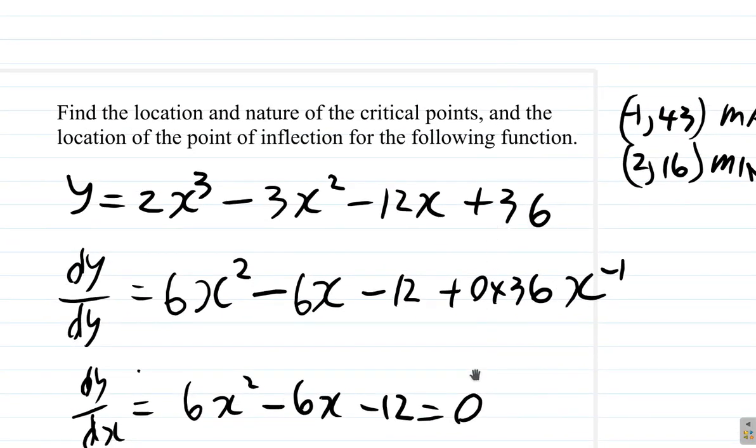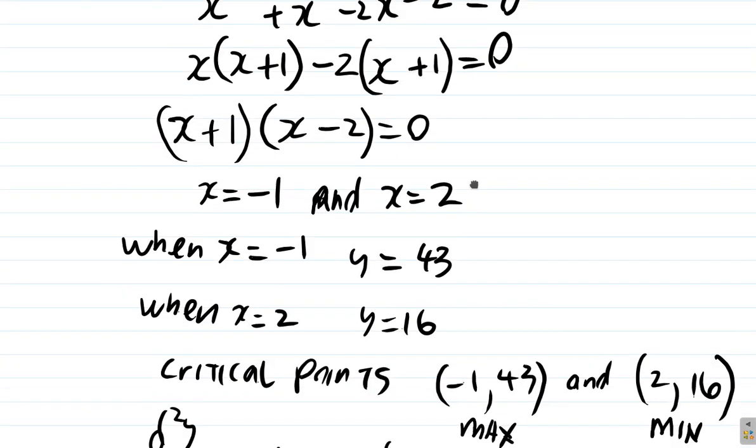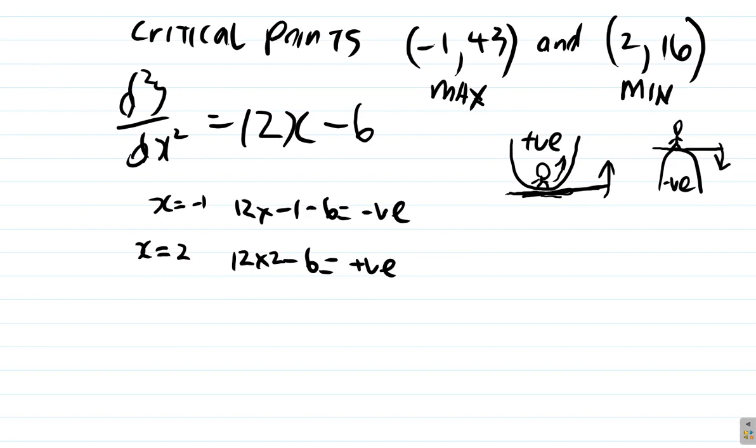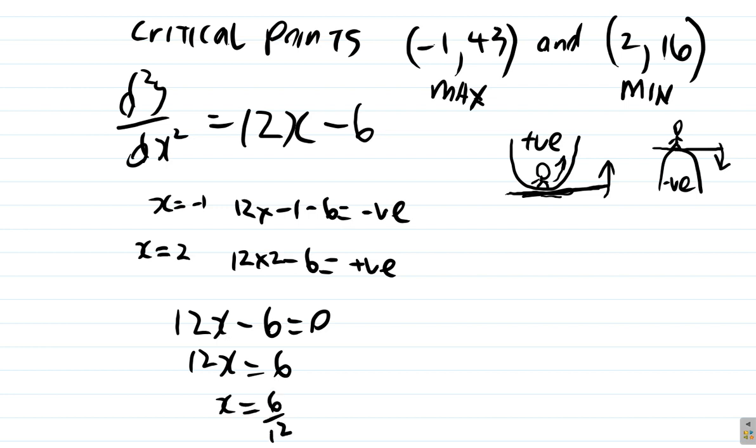Now we want the point of inflection. So to get the point of inflection, you equate the second derivative to 0. 12x minus 6 is equal to 0, and then you find out what x is. 12x is going to be equal to 6, so x is 6 over 12, which is 0.5. So x is 0.5 at the point of inflection. What is y?